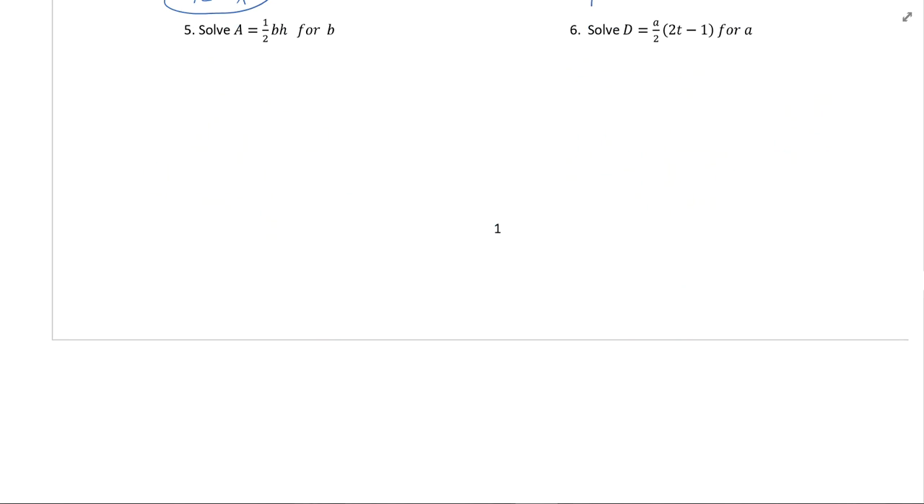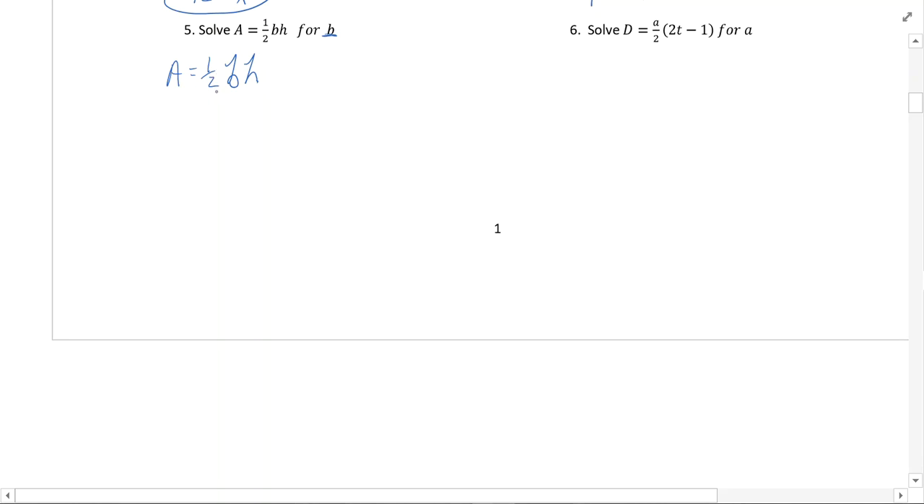Okay, so for number 5, we're solving for the indicated letter. And for this one, they want us to solve for b. So we have to get b all alone. We want it to say b equals whatever. All right, so I have a equals 1/2 b times h. So the first thing I want to do is get rid of this 1/2. So since this is saying 1/2 times b times h, I'm going to divide by 1/2.